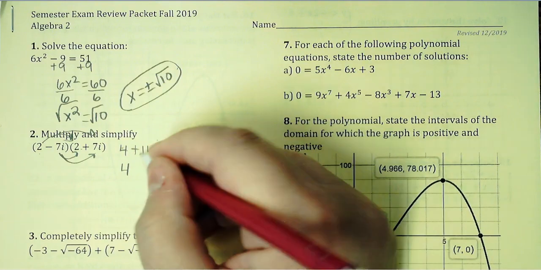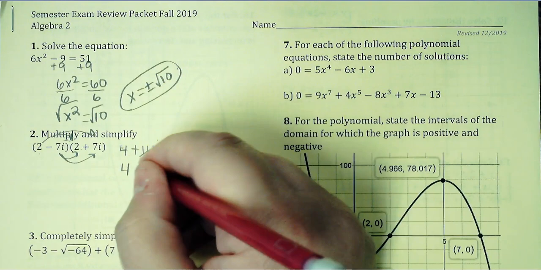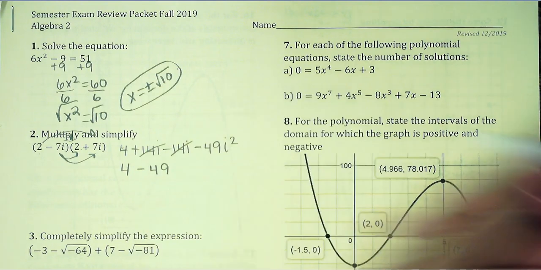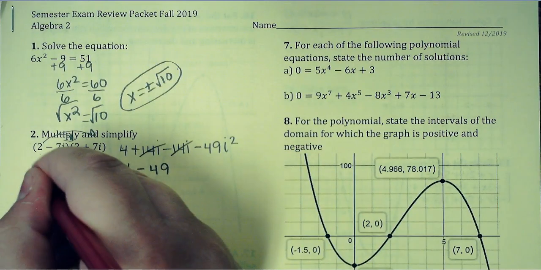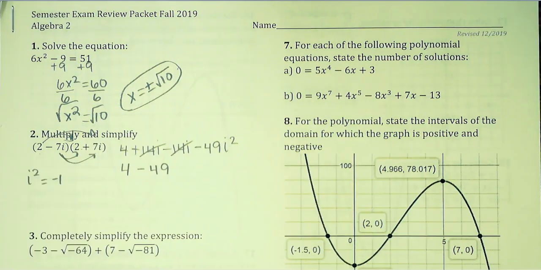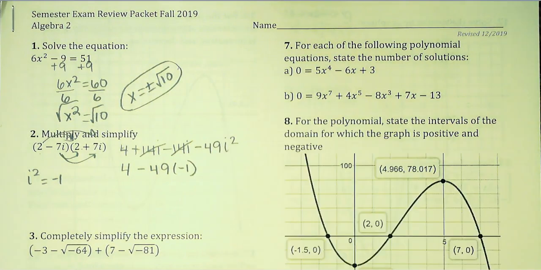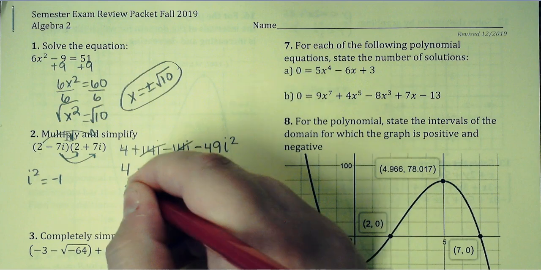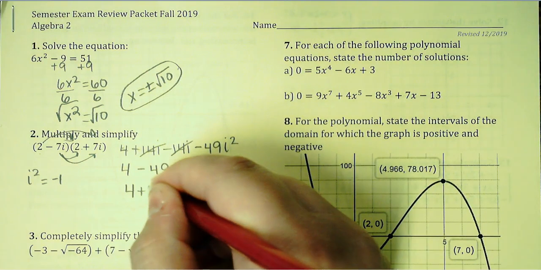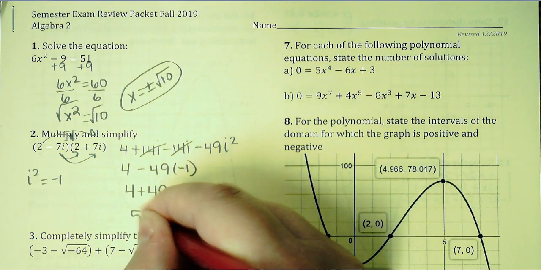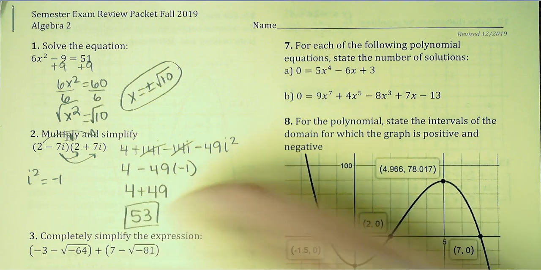So these terms in the middle actually cancel out. And the term on the end is negative 49i squared. So the key to doing this question is to remember that i squared has a definition of being equal to negative 1. So this term on the end here is really negative 49 times negative 1. So it's really 4 plus 49. So ultimately my final answer is just the number 53.